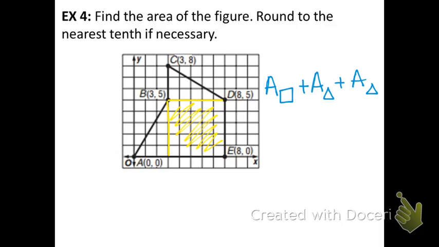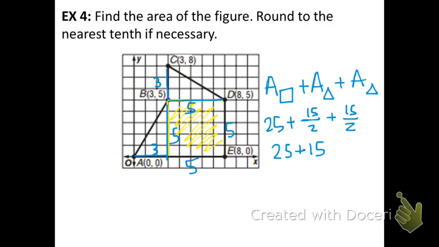So our square, we can just count those lengths. We have 5 here and 5 up, so 5 by 5 is 25. Then we have, this is 5 here, and our height of our triangle is 3, so we have half of 15, or 15 over 2. This other one here is also 5 by 3. So we could go 15 over 2 here and add those. And you can see that if we have 15 halves plus 15 halves, we get 15. We add those and our total area is 40 units squared.